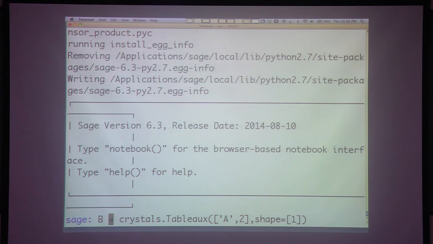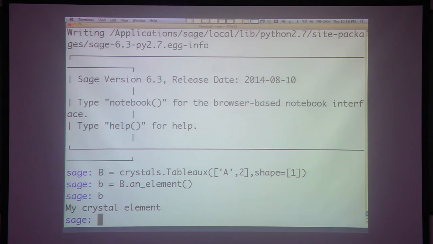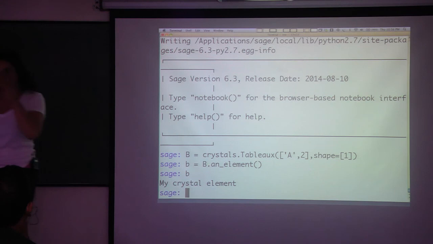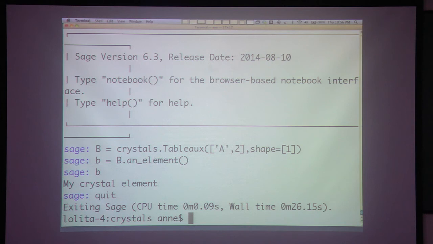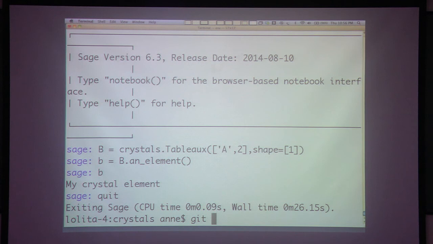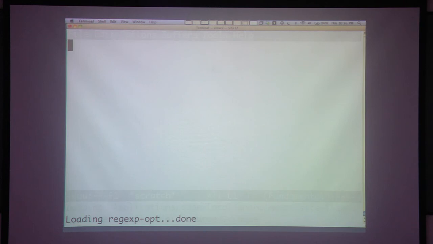So I'm going to make an element, and it says B my crystal element instead of what it did before, right? So now we freak out, we have changed Sage. We don't want other people to see this. Let's quit Sage. Let's go back to our master branch. And so you can actually commit, because I want to get rid of this change, I'm going to do commit minus a. So I'm actually now going to commit this change to my test branch.